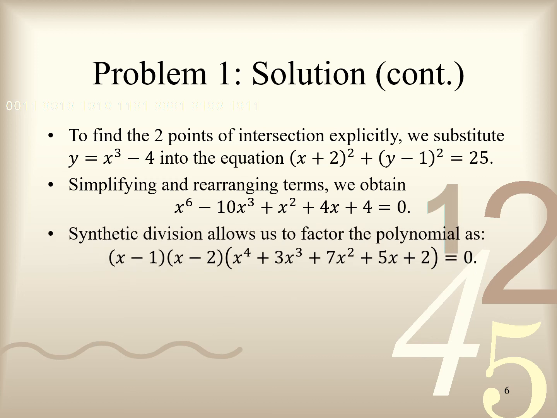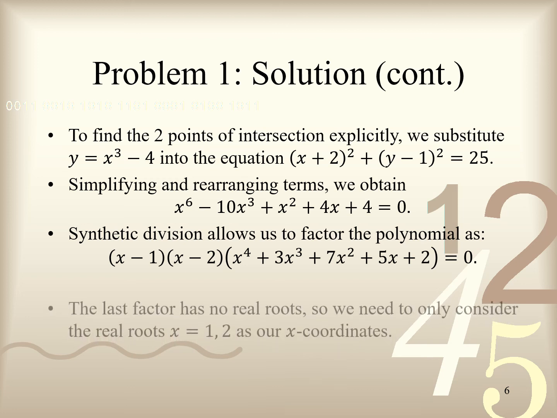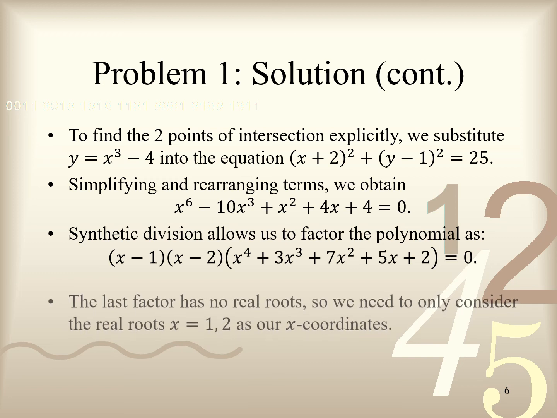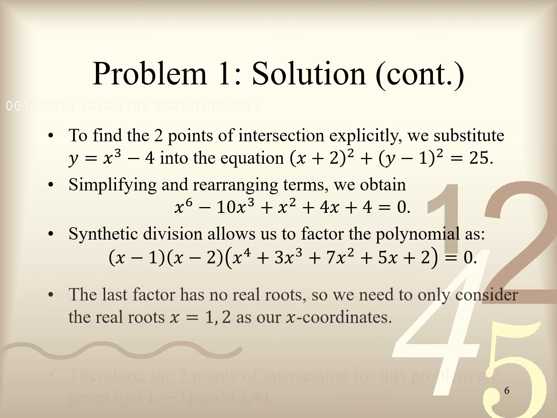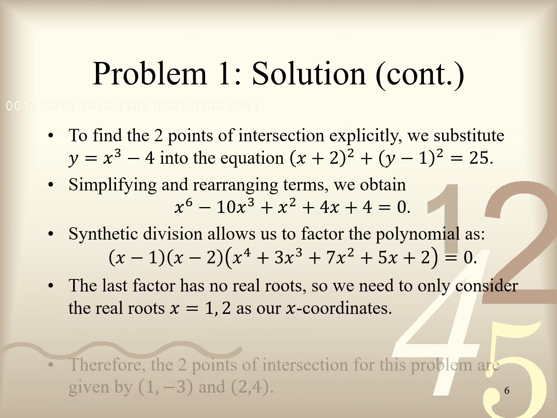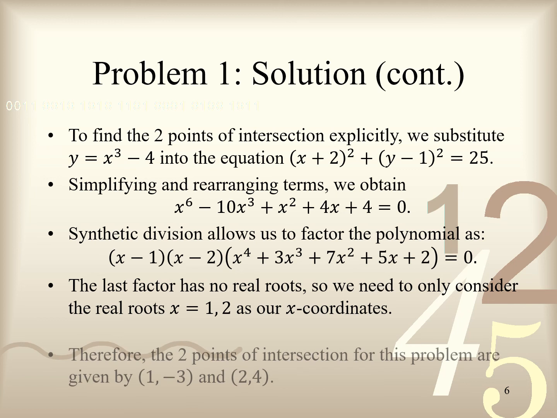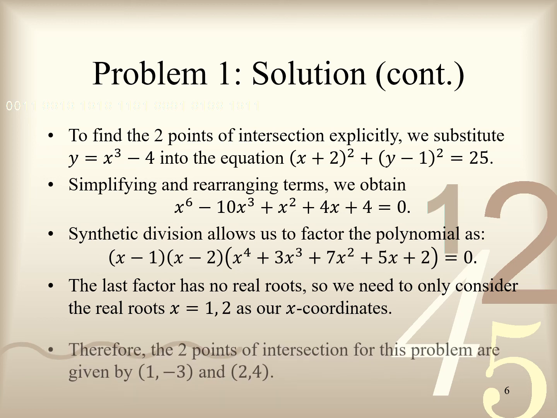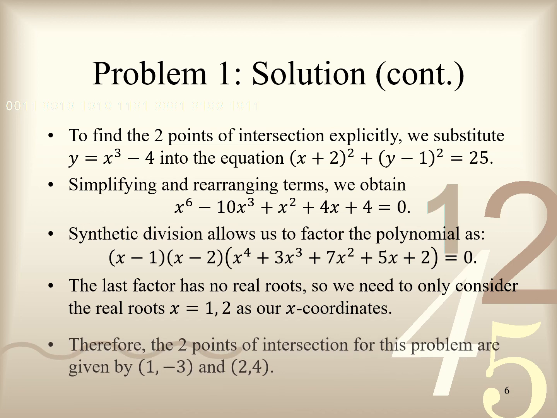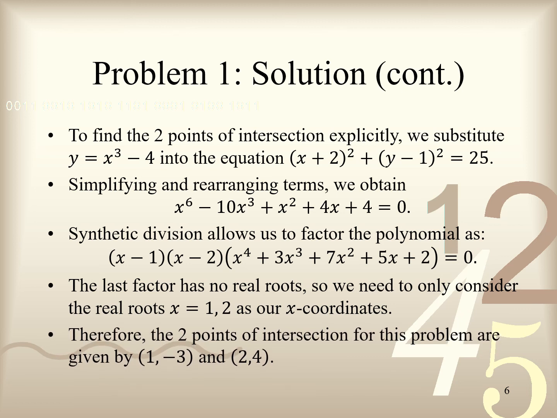Synthetic division allows us to factor this polynomial as x minus 1 times x minus 2 times x to the 4th power plus 3x cubed plus 7x squared plus 5x plus 2 equals 0. Note that the last factor cannot be factored further over the set of real numbers, and it has no real roots. In fact, one can check that it has 2 pairs of non-real complex conjugate roots. So we need to only consider the real roots 1 and 2, as the x-coordinates of the points of intersection. Therefore, the 2 points of intersection for the circle and the cubic function in problem 1 are given by the points 1, -3 and 2, 4.